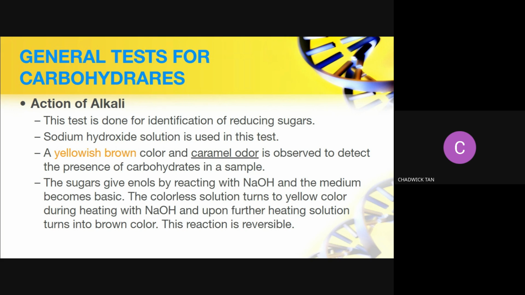Okay, regarding the action of alkali, this test is done for the identification of reducing sugars. Here, sodium hydroxide solution is used in this test. You have a yellowish brown color or caramel odor that is observed to detect the presence of carbohydrates in a sample. The sugar gives enols by reacting with the sodium hydroxide and the medium becomes basic. Your solution will turn yellow with heating with sodium hydroxide, and upon further heating, solution turns brown.